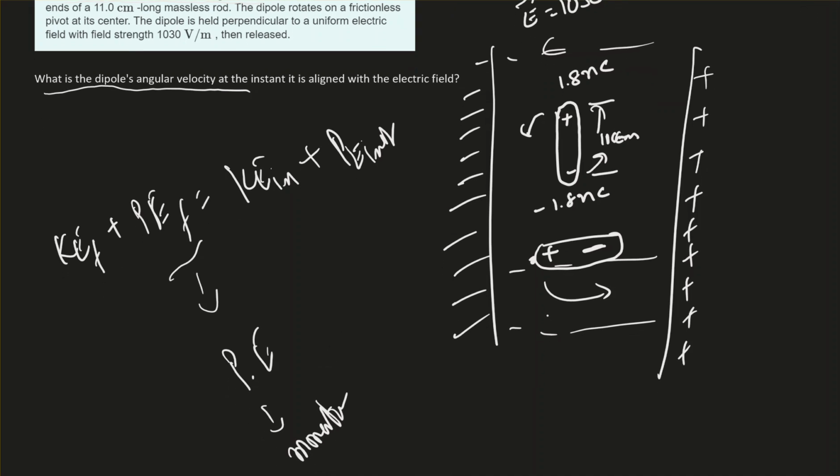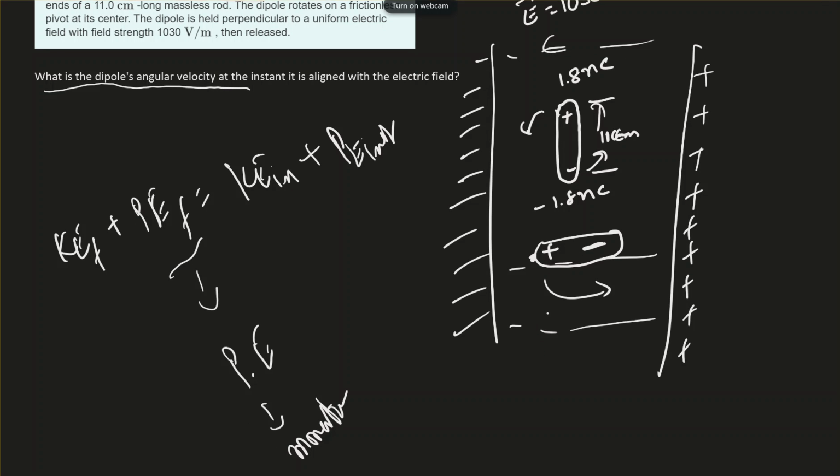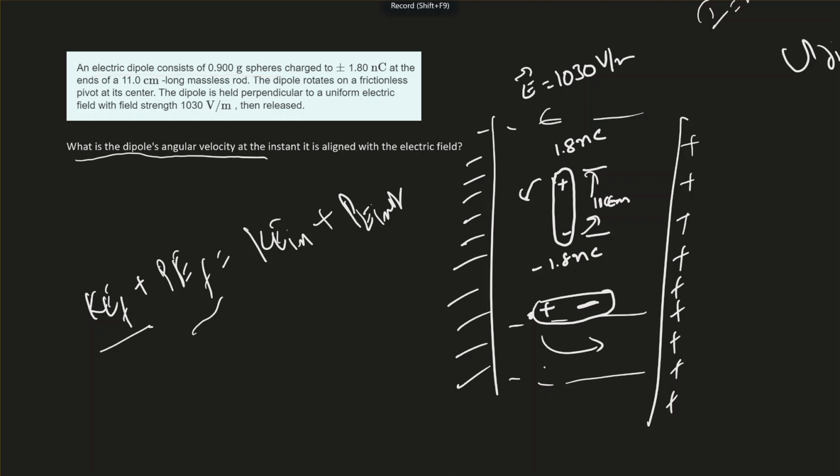Here also we're going to use the law of conservation of energy. Kinetic energy final plus potential energy final must be equal to kinetic energy initial plus potential energy initial. So kinetic energy final is half I omega square. I is moment of inertia, omega is the angular velocity. That's what we need to find. So we're looking at the final value plus potential energy final.